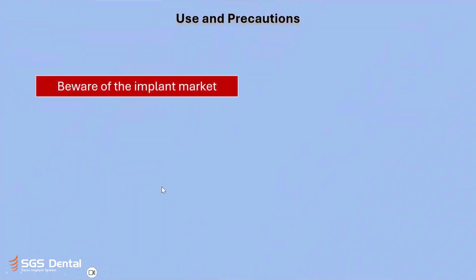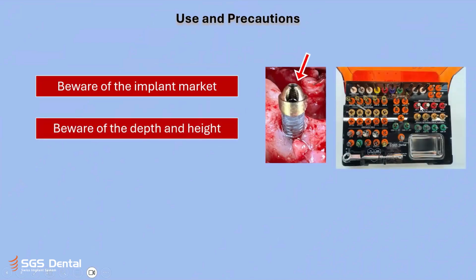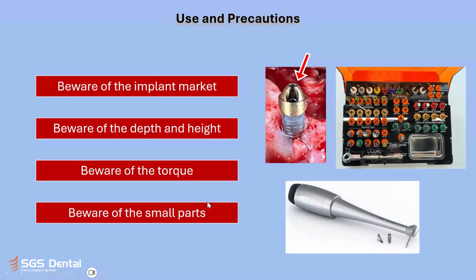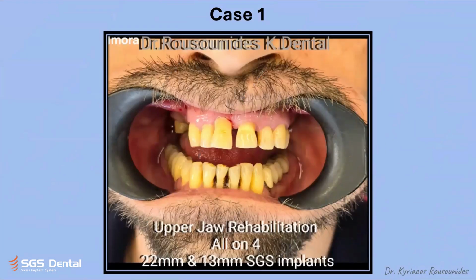So other things that we need to take care of, we spoke about, this is a resume: the implant market, the abutments that we use, the multi-unit especially, and the depth. And for the depth, we have the new kit with the 3 instruments. We have to take care of the torque and our small parts. Now we go to some more interesting part of this webinar. We are almost in the middle.